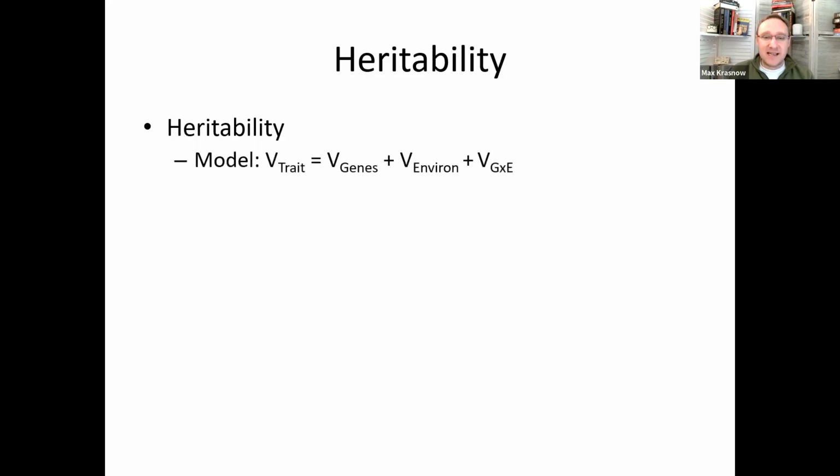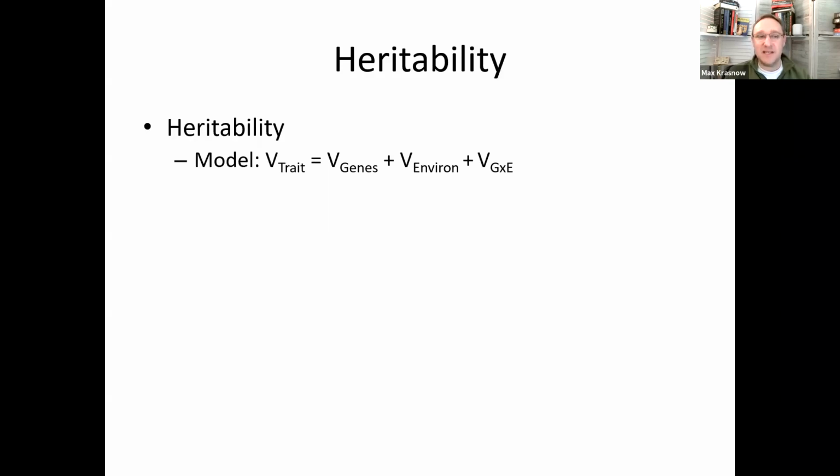Most people have a fairly intuitive understanding of heritability and what it means, but to examine critically what it means and what it doesn't mean, let's look at the formal mathematical definition. Heritability starts with a model that says that all of the variance in a trait is the total of the variance that's due to genes, the variance that's caused by environmental differences, and the variance that's due to different genes producing different effects in different environments. That is a gene by environment interaction.